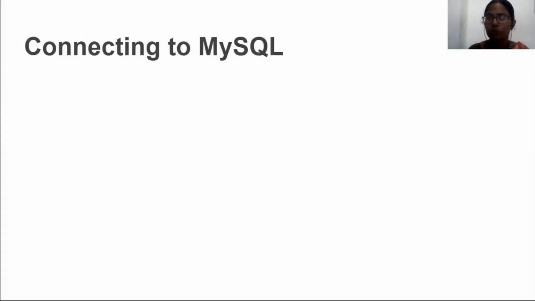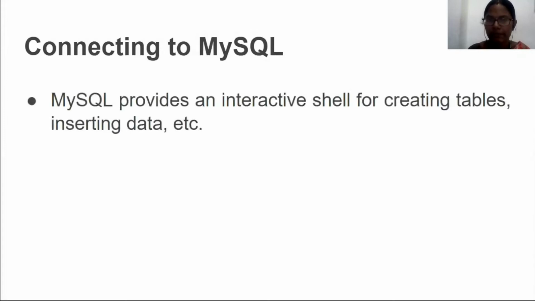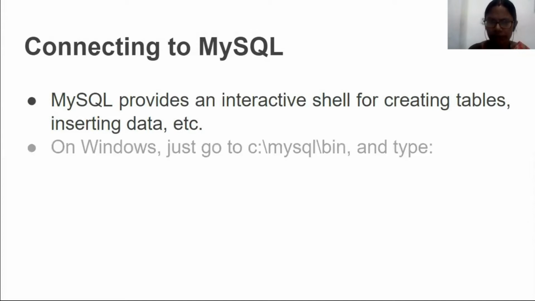And next, how to connect to MySQL. If you go to the interactive shell, you can easily create data and insert data. So how to open MySQL? Once you have installed MySQL on your system, the first thing you have to do is open the MySQL shell. For that, you can directly go to your C drive. There you will find a folder called MySQL. Inside that, you will find bin. There you have to type MySQL. Then you can open the app.